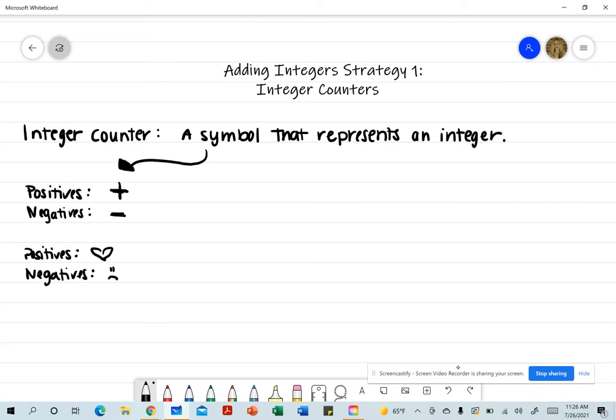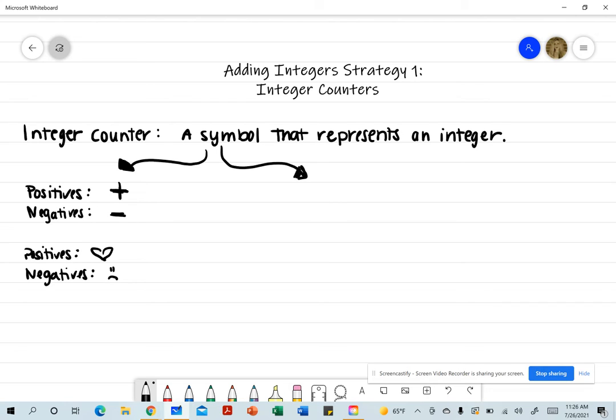See, I put positives, colon, plus sign. That is telling me as your teacher that your positives are pluses and your negatives are minus signs, or that your positives are hearts and your negatives are frown faces. It doesn't matter as long as you specify which is which.